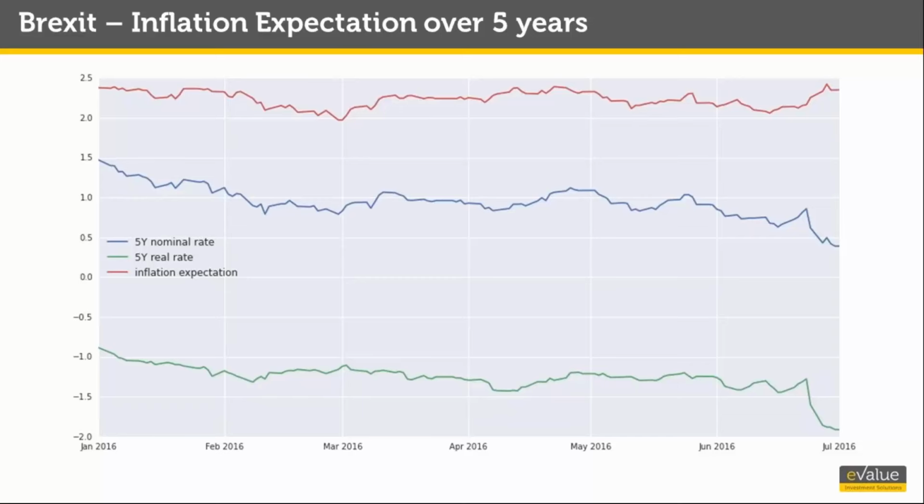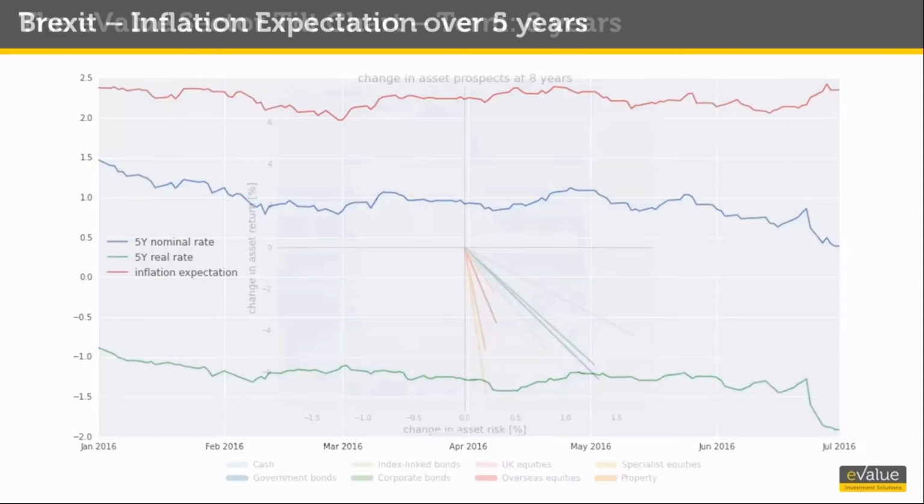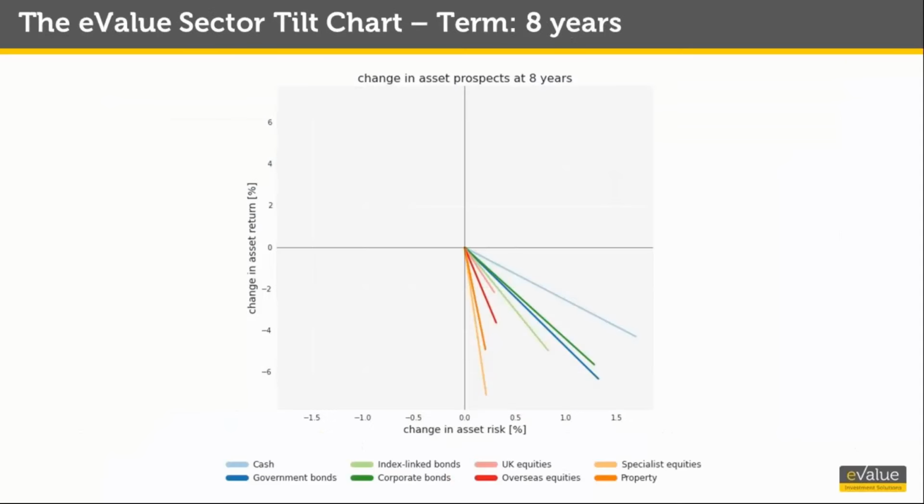Since then, however, both nominal and real yields have fallen sharply, real yields more so than nominal yields, signaling that the market is expecting higher inflation or lower yields. Inflation expectation as a result has risen sharply, as we can see from the chart. With the pound falling, imports will become more expensive over time, and this will apply inflationary pressure. In any case, expectations for positive returns are weak. We'll now move on to asset returns.